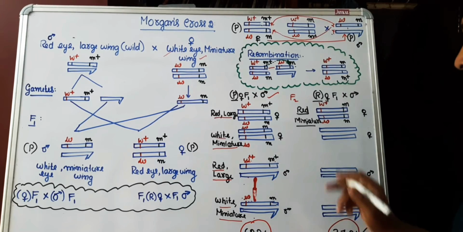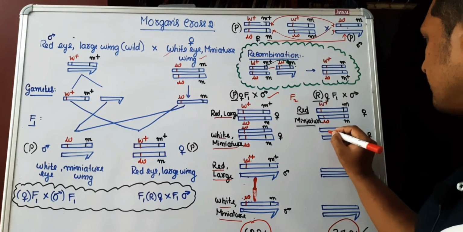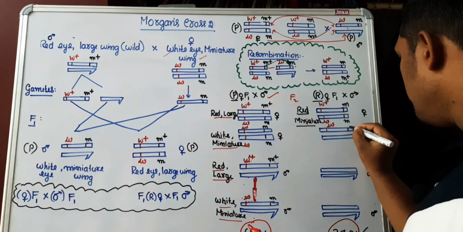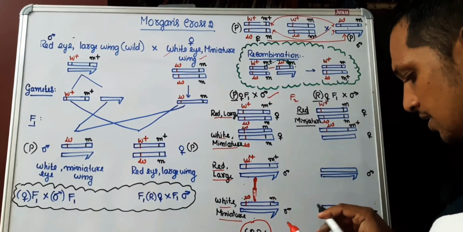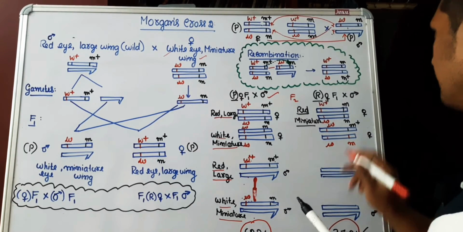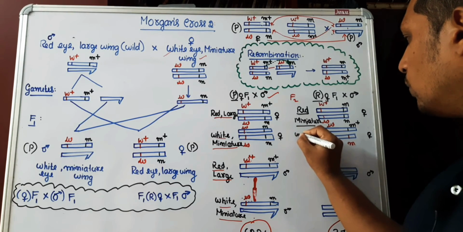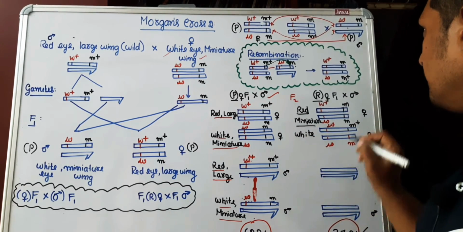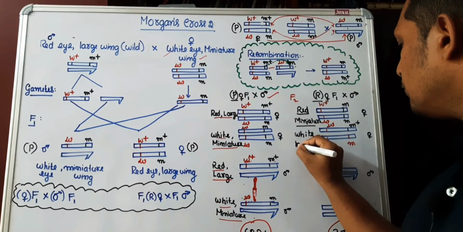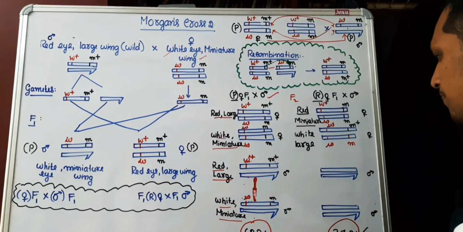This is the percentage. Next, second X of recombinant, that is small w and m plus, with the first X of male, small w small m. Since both are small w's, white-eyed, M plus is there, so it is large wing. Again a recombinant not seen in parental type.